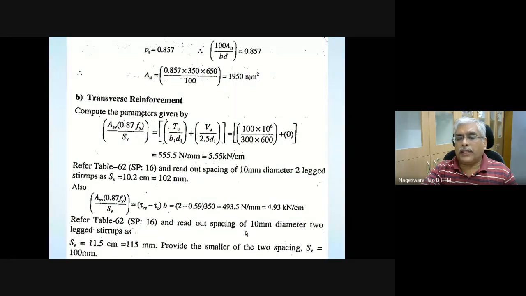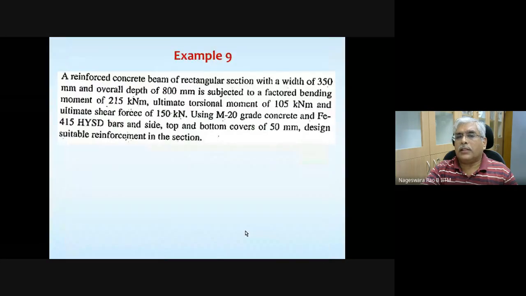You can go through this. It's all straightforward. And 1 more example is there. 9 examples total.